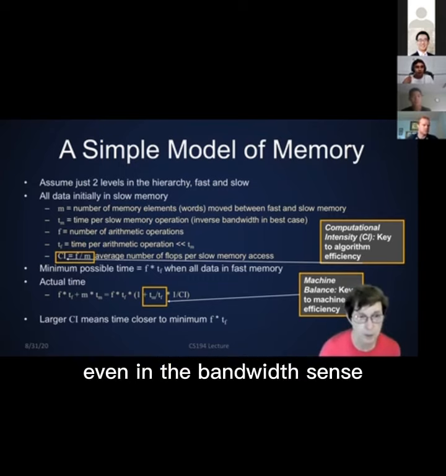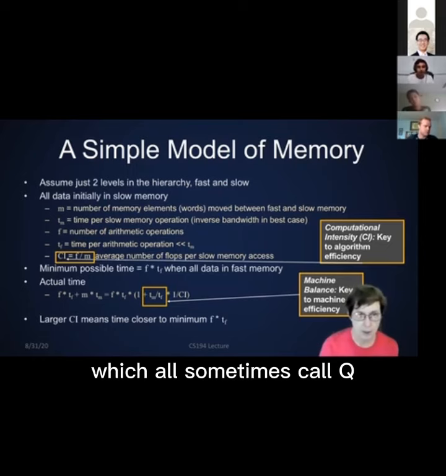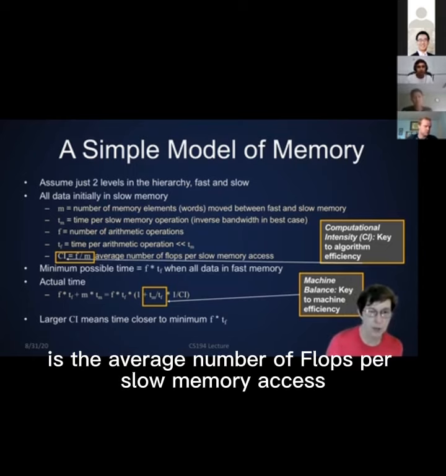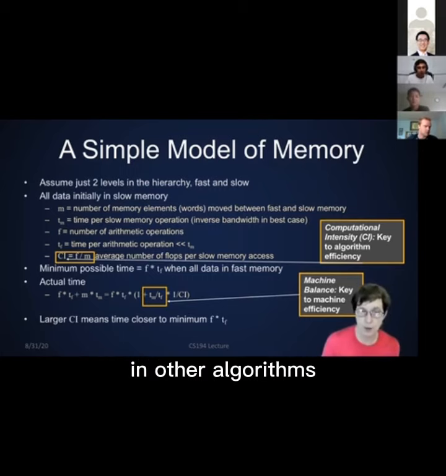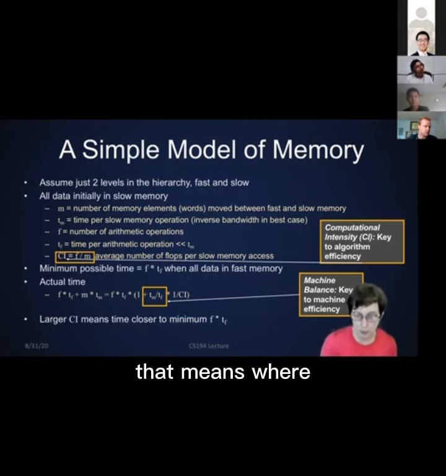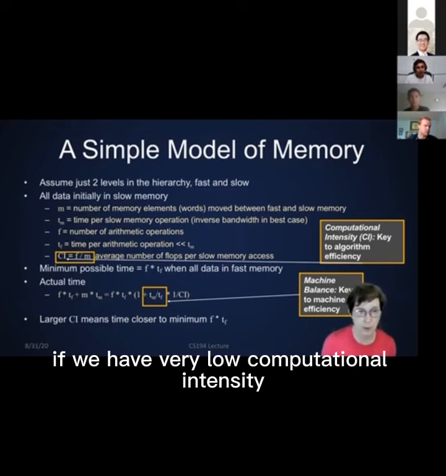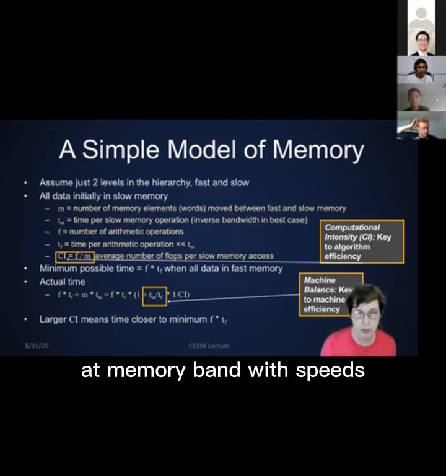So the computational intensity, which I'll sometimes call Q, is the average number of flops per slow memory access. This computational intensity is something that will come up a lot in other algorithms. If we have good computational intensity, that means we can run a lot of things in the cache, in the fast memory. If we have very low computational intensity, we're basically going to be running at memory bandwidth speeds.